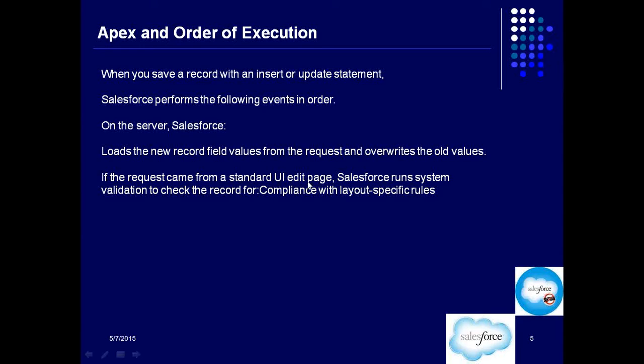Okay, if it is coming from a standard UI edit page, then what happens? Salesforce runs system validation to check the record for compliance with layout specific rules. So this is more to do with the page layout. If you remember, on the page layout we also have an option of making fields required. So if there are any data validations to be checked in compliance with the layout specific rules, first of all it will go and check those. But this is applicable only for the standard UI edit page.